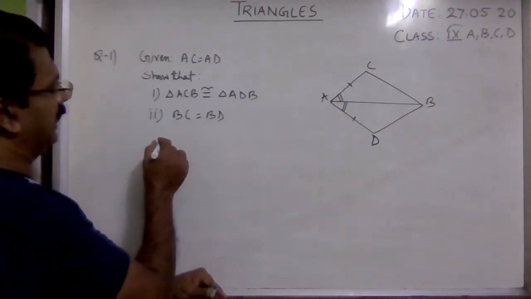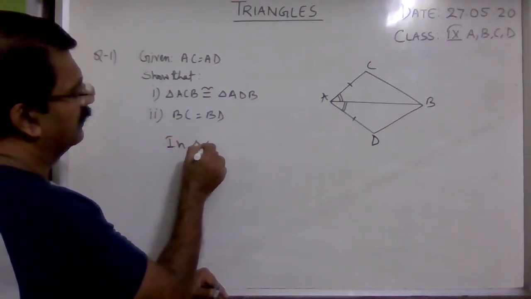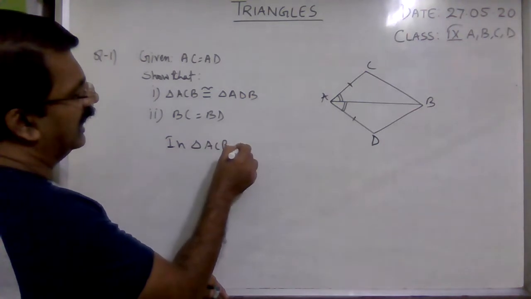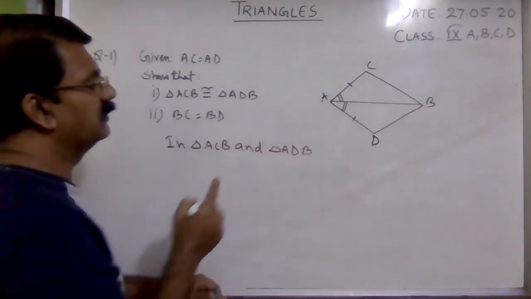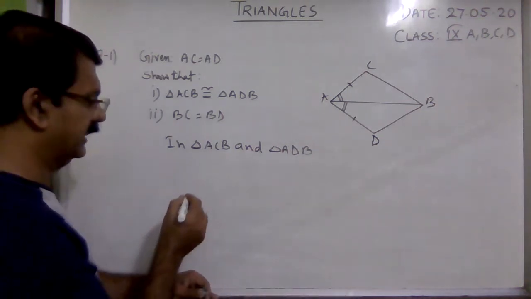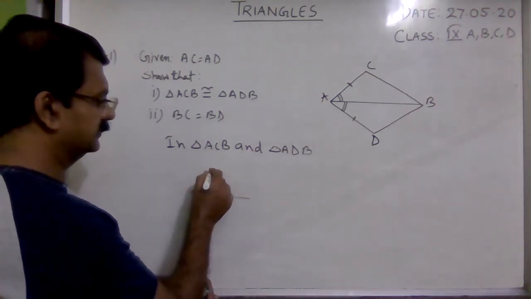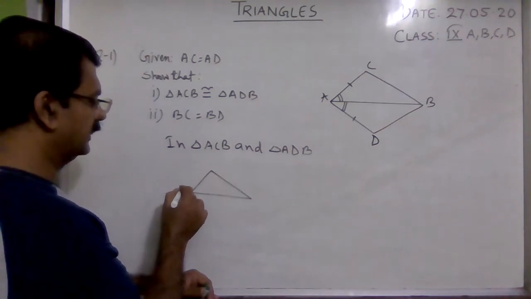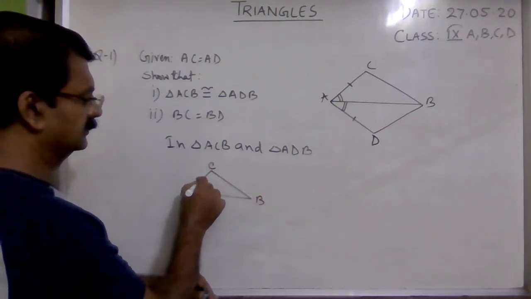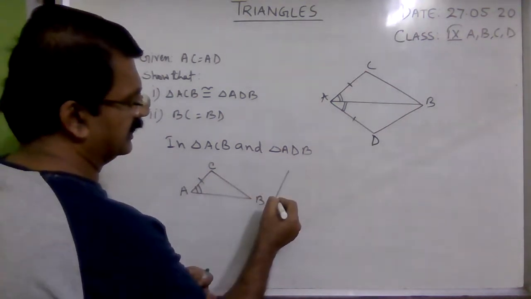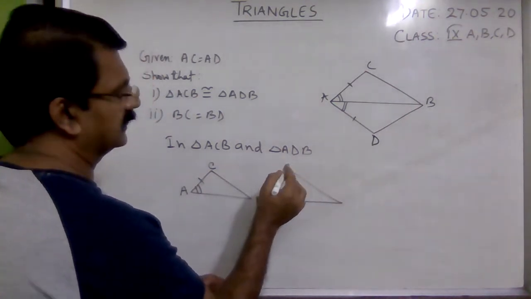So in triangle ACB and triangle ADB, we will make the two triangles separately. See, this is triangle ACB and this is triangle ADB.